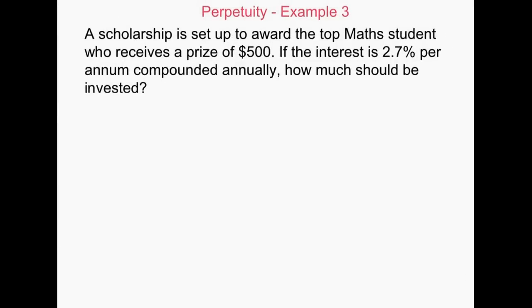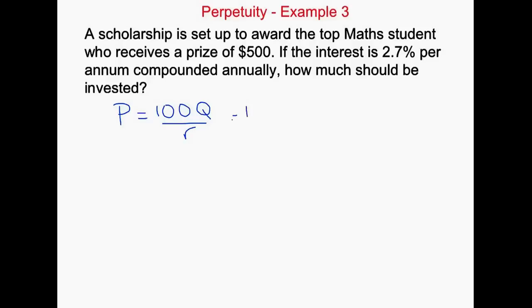A scholarship is set up to award the top maths student who's going to receive a prize of $500. If the interest is 2.7% per annum, compounded annually, how much should be invested? Here we are trying to find out how much should be invested, which is P. We can't use our TVM solver because we don't know P, so we wouldn't be able to know PV or FV. What we can use, however, is the perpetuity formula, where P is 100Q over R.